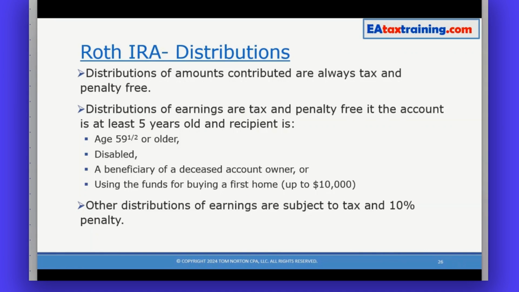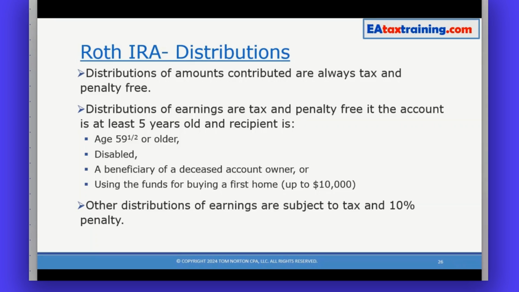Distributions from a Roth IRA. Distributions of amounts contributed are always tax and penalty free. So even if you take it out early and you break the rules, the amounts that you contributed, since you did not get a deduction for putting them in, you will not pay tax or penalty when you take the amounts out.